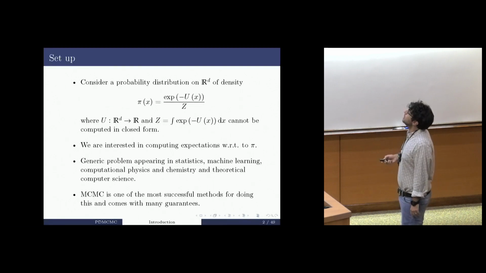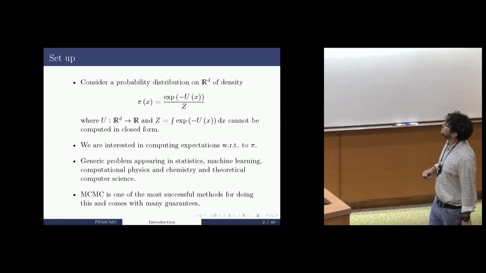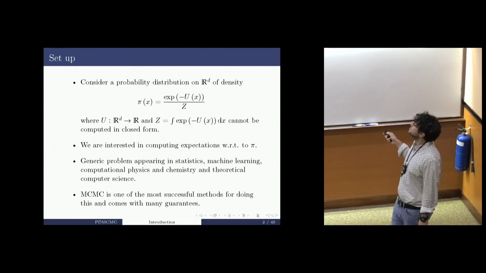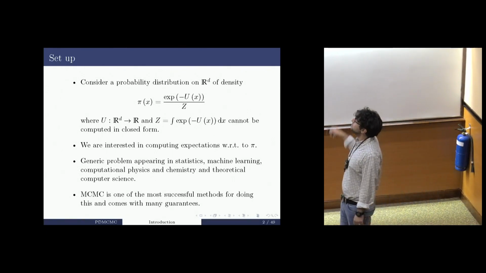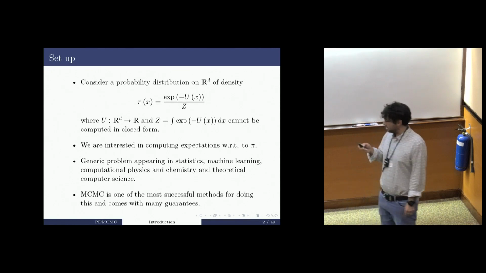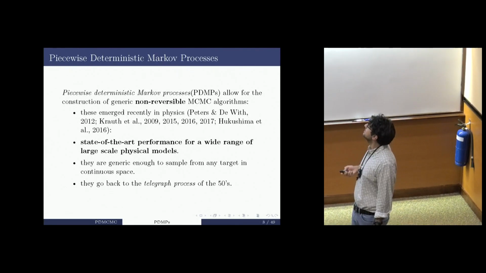Okay. So again, the framework is the standard one in MCMC. So we want to sample from a target. It takes this form. So U is a potential. The normalizing constant is unknown, but we can compute U. It's a very generic problem. It appears in many places, as you all very well know. So we can skip this.